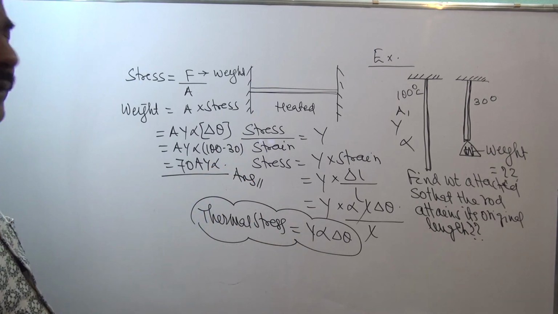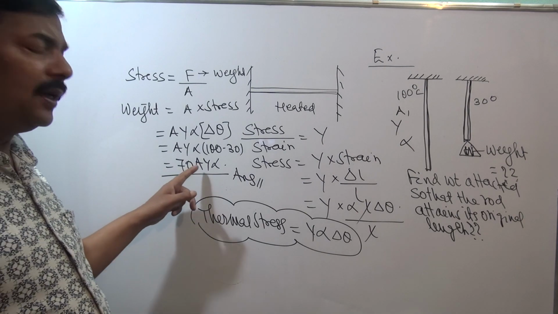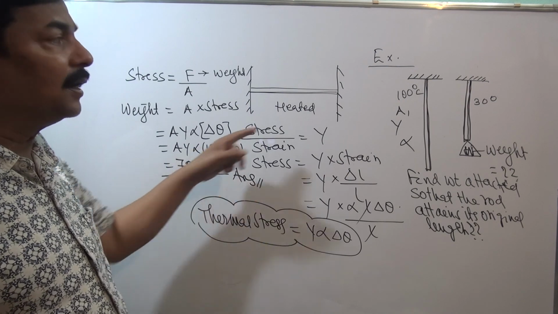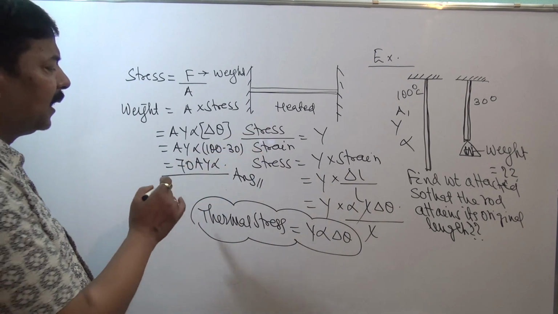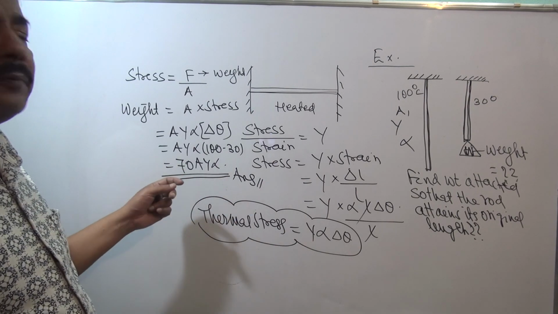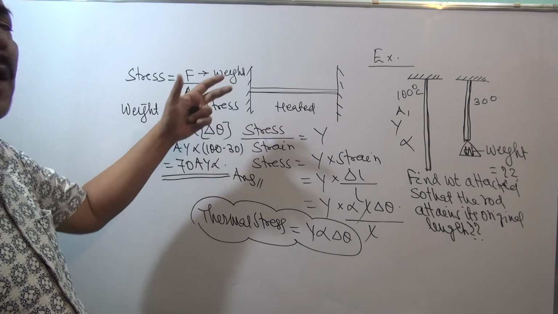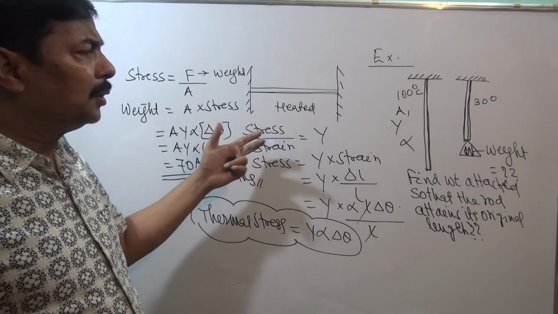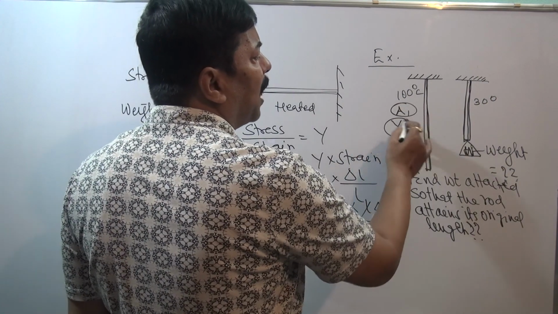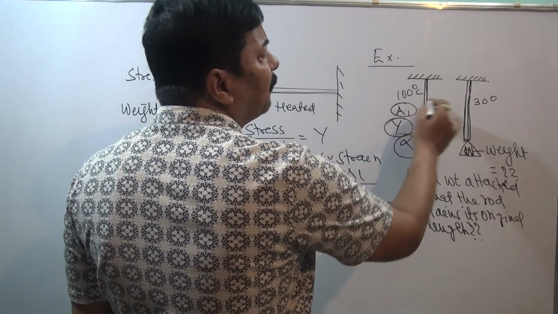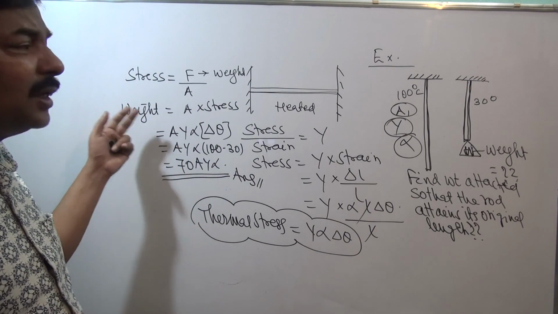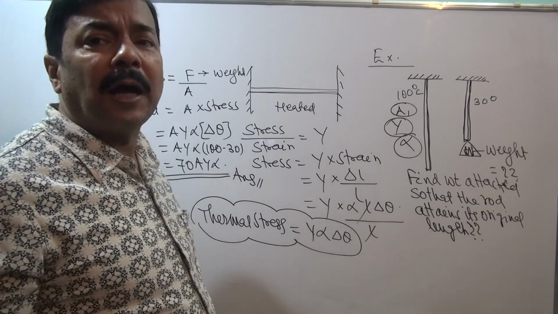A number of questions can be framed by giving a different value of A, different value of Y, different value of alpha and different temperature range. So this is basically the commando concept that I have discussed with you, which will be helpful in getting a variety of problem solutions using this concept. So different values of A, Y, alpha and temperature range will give you different values of weight. This should be clearly understood.